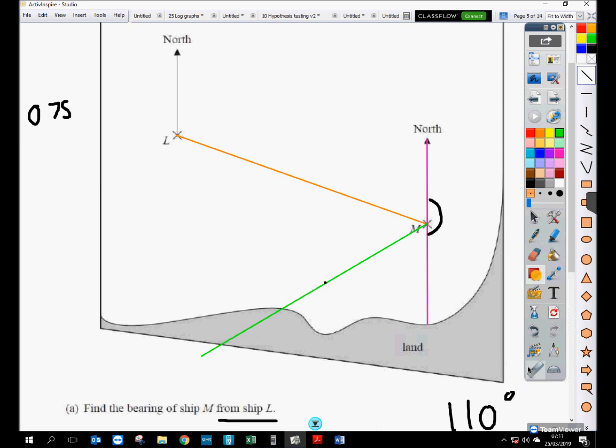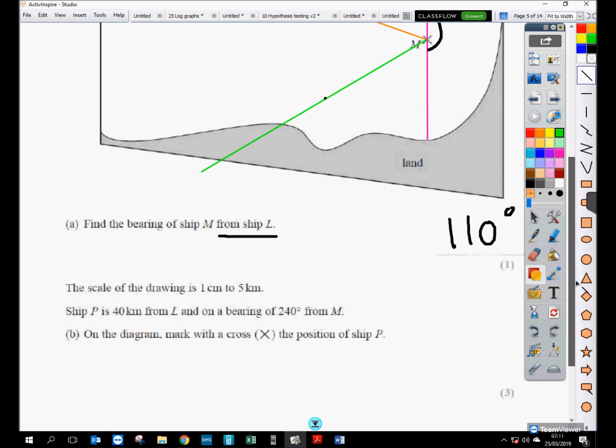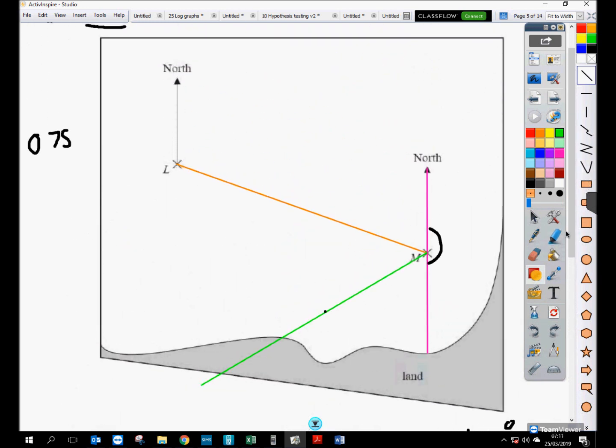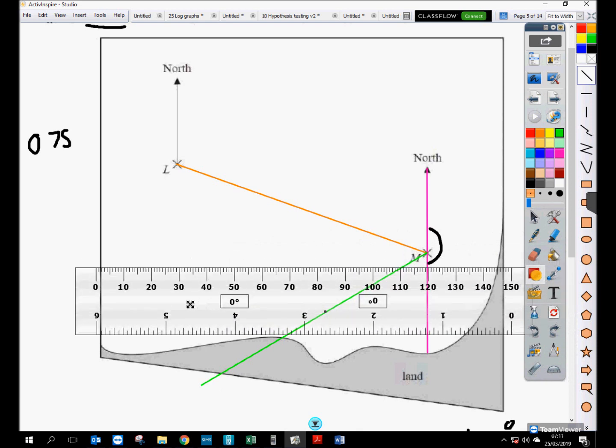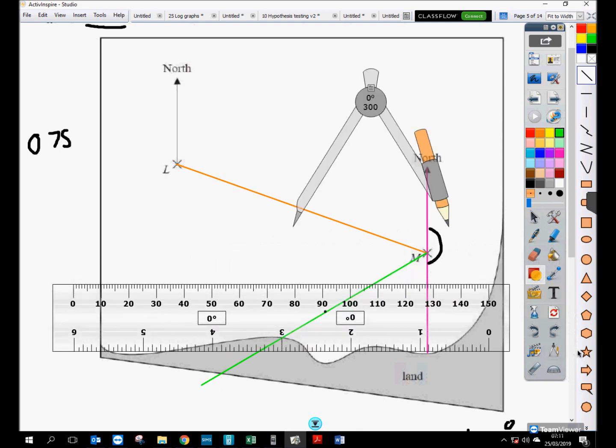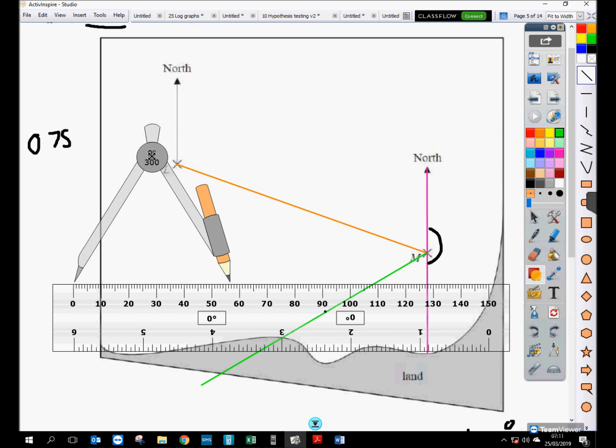Now, you have to be quite careful here because it's 40 kilometers from L. If you look at the scale, each centimeter is worth 5 kilometers. So what it means is 40 divided by 5 is 8. So we need to measure 8 centimeters from L, but also so that it crosses this green line. And there's quite an accurate way to do this. What you do is you take a ruler and a pair of compasses and you pull it out to 8 centimeters.